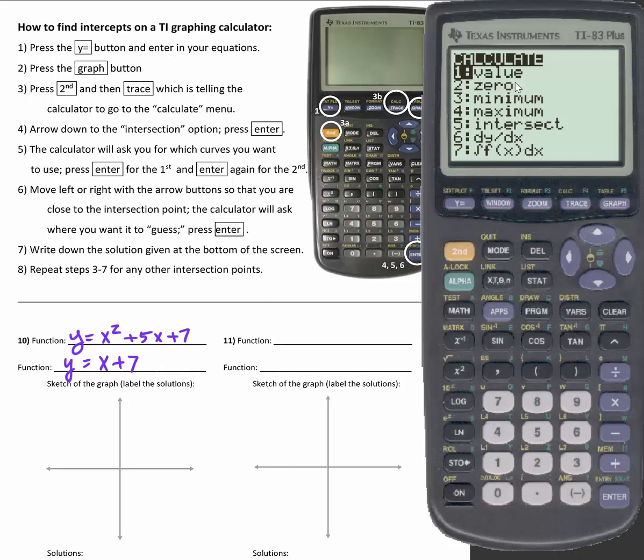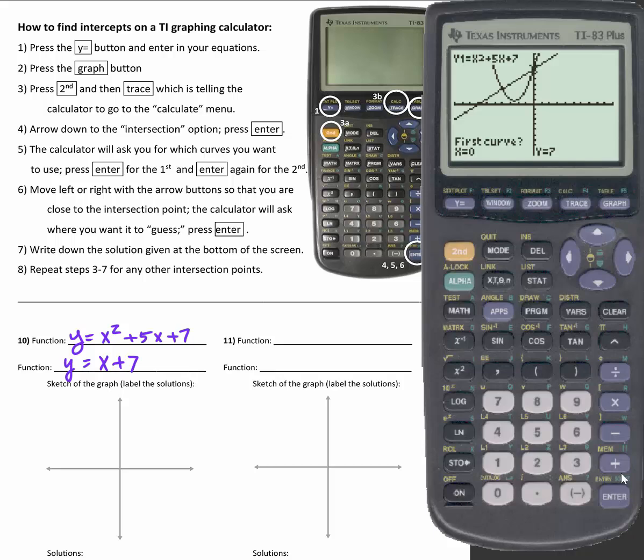We can calculate values, so where is its position on the graph. We can calculate the zeros, which hopefully you remember from the past chapter, that just means the x-intercepts. We can calculate minimums and maximums, so lowest points on the graph or highest points on the graph. That was from the first chapter. But the one that we're most interested in is where they intersect and where they cross each other. So we'll go down to the fifth option, and we'll just press Enter.